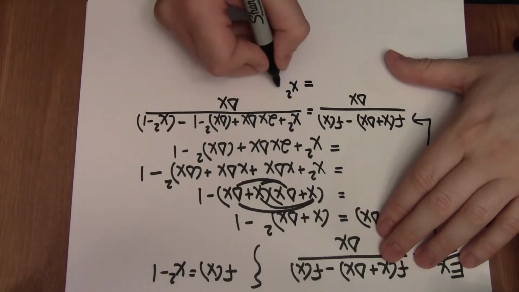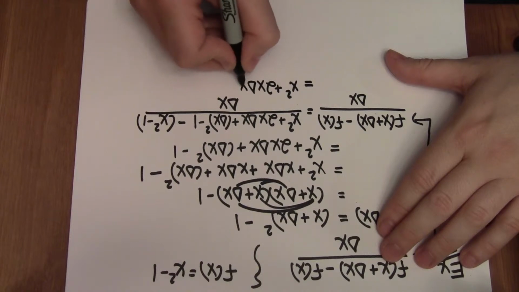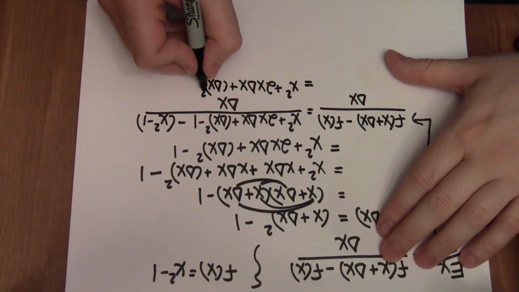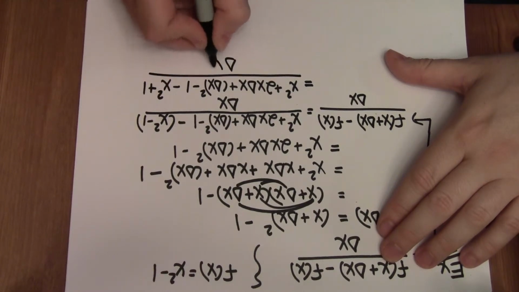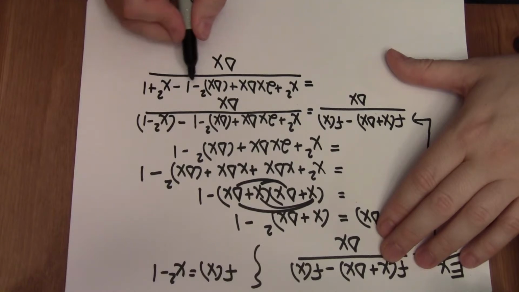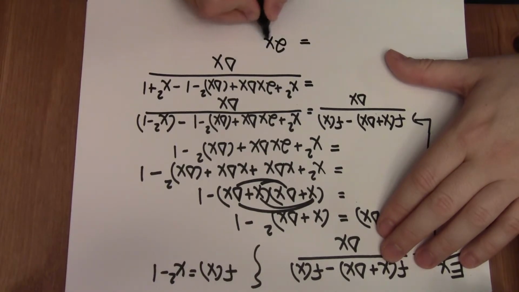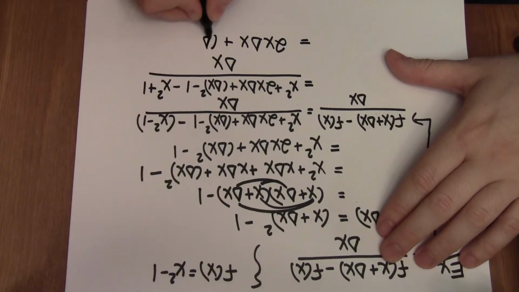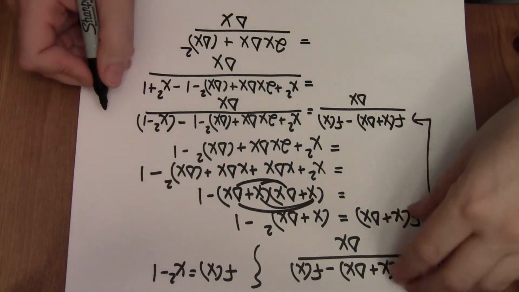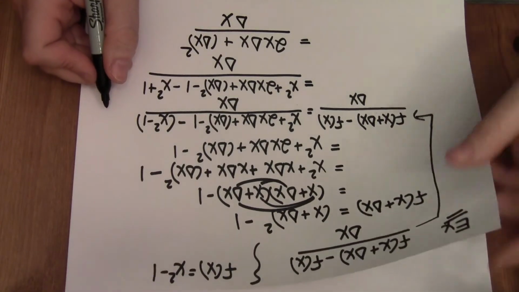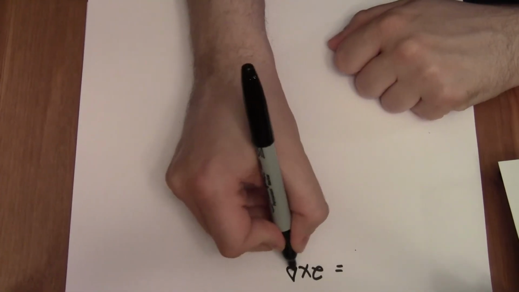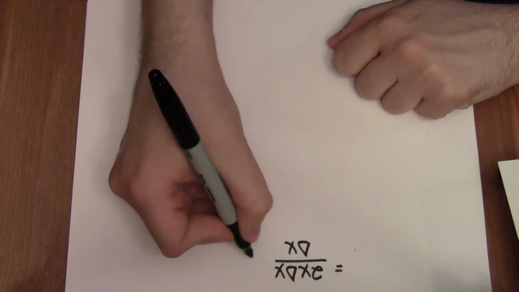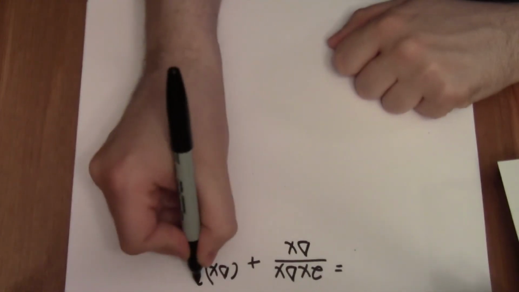Distributing the negative, we get x squared plus 2x delta x plus delta x in parentheses squared minus 1 minus x squared plus 1 all over delta x. And I can make the x squareds cancel and the 1's cancel, leaving me with 2x delta x plus delta x in parentheses squared over delta x. There's a little bit more simplifying that I want to do, and there are actually two ways we can go about doing this. First, just rewriting the problem, 2x delta x over delta x plus delta x in parentheses squared.